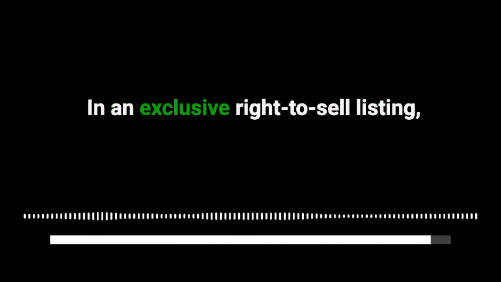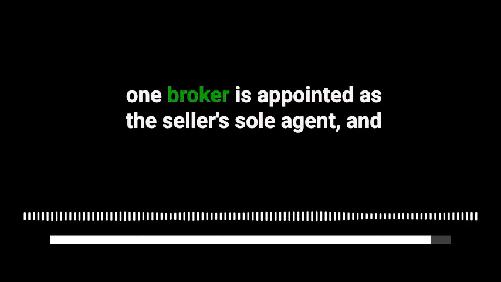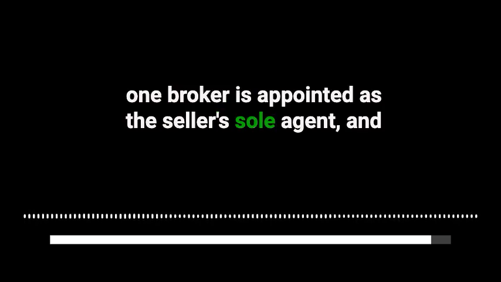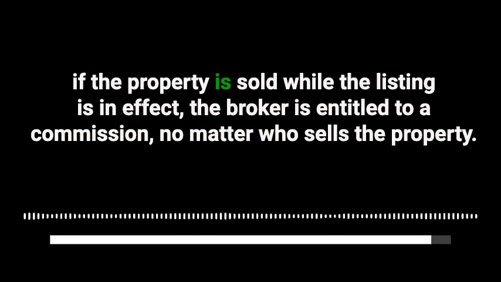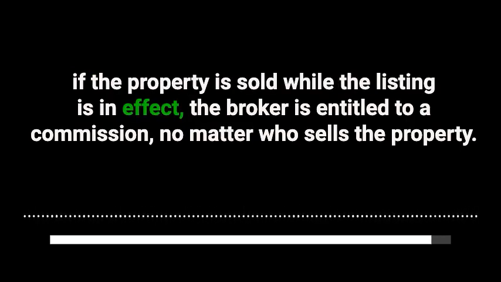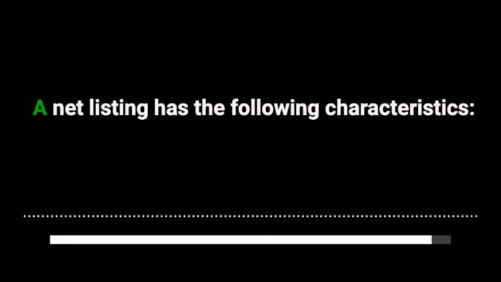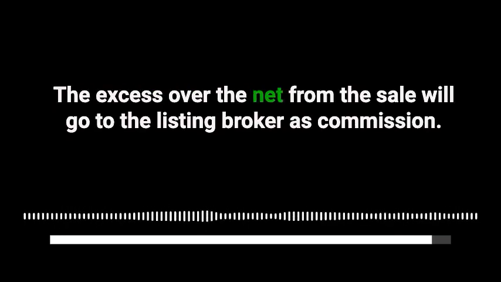In an exclusive right to sell listing, one broker is appointed as the seller's sole agent, and if the property is sold while the listing is in effect, the broker is entitled to a commission, no matter who sells the property. A net listing has the following characteristics. The excess over the net from the sale will go to the listing broker as commission.